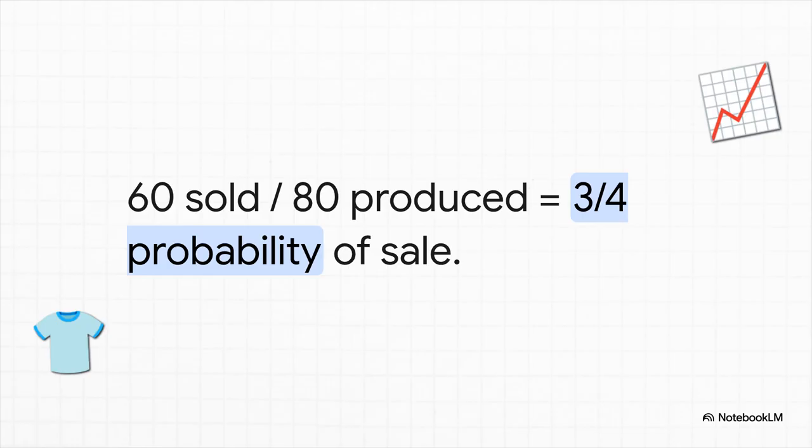First, we need to find the probability of your shirts actually being sold in a single month. Since there are roughly 4 weeks in a month, selling 15 shirts a week means you sell 60 shirts in total. Using our master formula, we take the 60 shirts sold over the 80 shirts produced. That gives us 60 over 80, which simplifies beautifully down to a 3/4 probability of a sale.